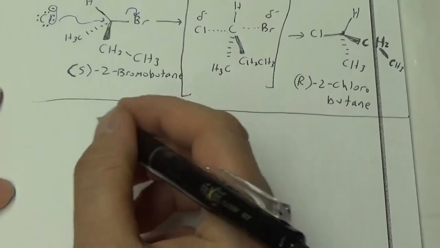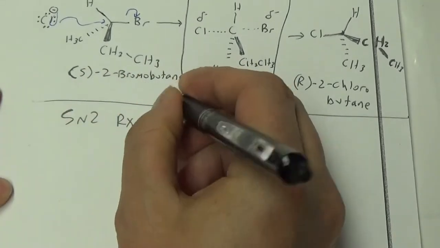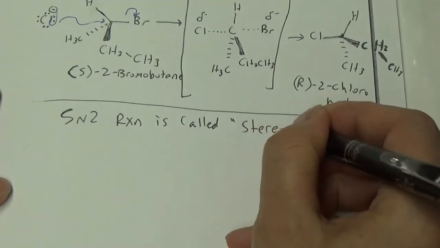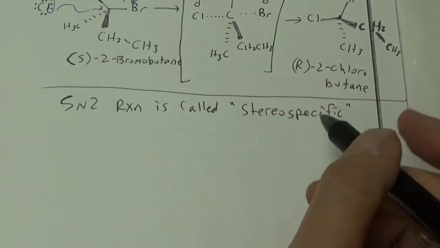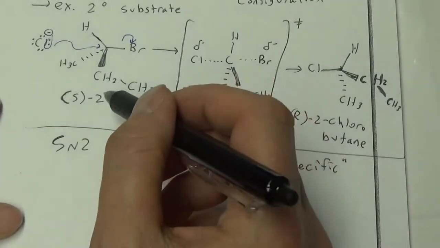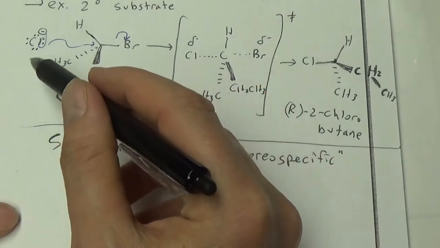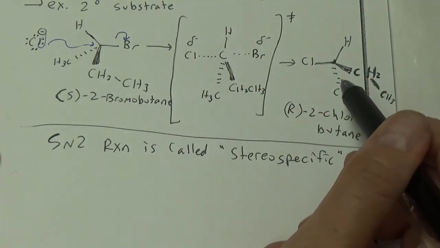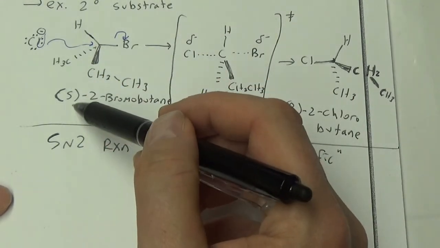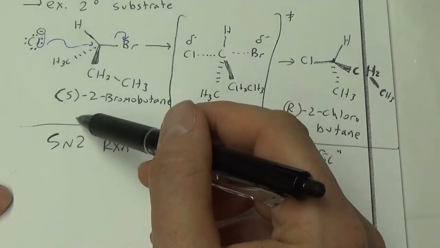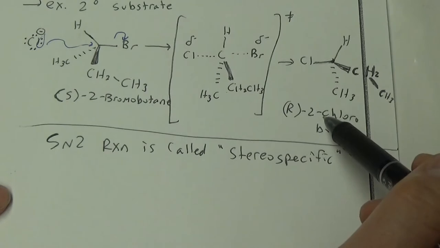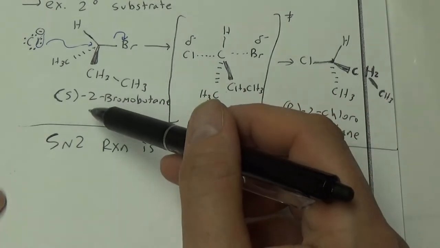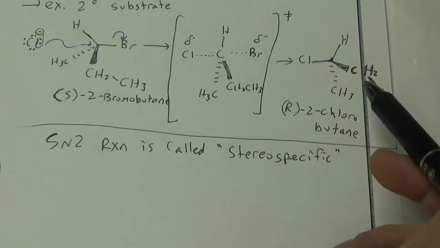Another word for this, we say the SN2 reaction is called stereospecific. Stereospecific basically suggests that if you have a starting material with one chirality and then the nucleophile attacks, the stereochemistry of the product is completely flipped. It's not like a little bit is not flipped. If you have pure S-2-bromobutane, you will now have pure R-2-chlorobutane. You're not going to have a little bit of S-2-chlorobutane because the chirality of the starting material will dictate the chirality of the product. That's what we mean by stereospecific.